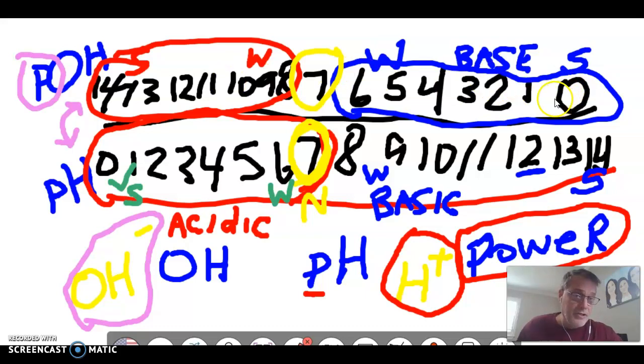On the pOH scale, a strong base is 0, 1, 2, and a strong acid is 14, 13, 12. On the contrary, on the flip-flop of the pH scale, measuring the H's, a strong acid is 0, 1, 2, and a strong base is 12, 13, and 14.